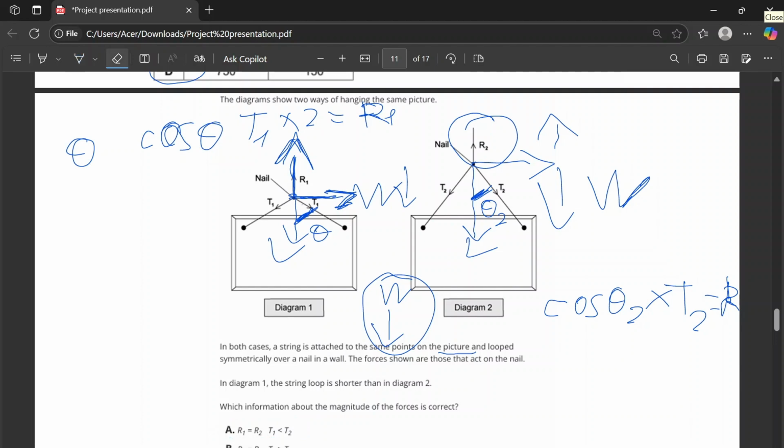Just in case, this should be equal to R1. So in this case, if the angle is playing a role, then T1 is higher than T2, because of the higher elimination from the cosine of the angle. T1 is still equal to R1, and T2 is also equal to R2 by the cosine. So the greater the angle, the greater the force. So the answer will be B.